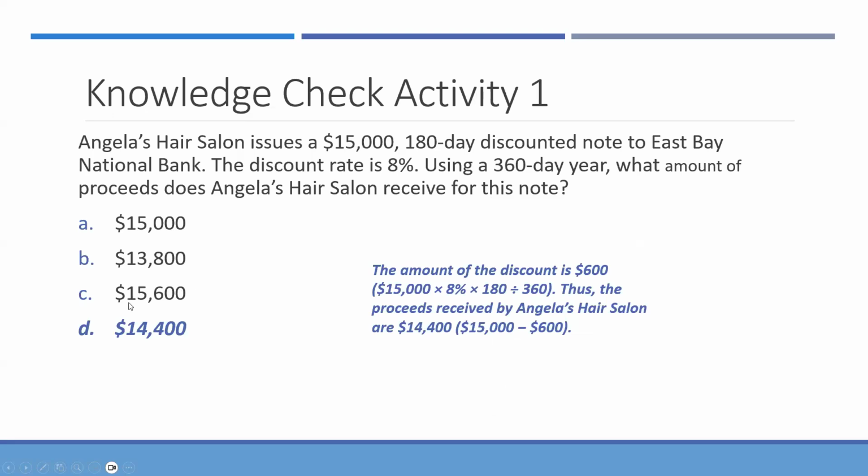For C, I can see how it would be chosen. The key word is that it's a discounted note. C would be correct if it was not a discounted note. C would be the amount that the company owed if it wasn't a discounted note, if they owed additional interest, that would be the amount that they owe. So if you answered C, you did get the interest amount correct, but because this is a discounted note, we have to subtract that to get the amount actually received. Okay.